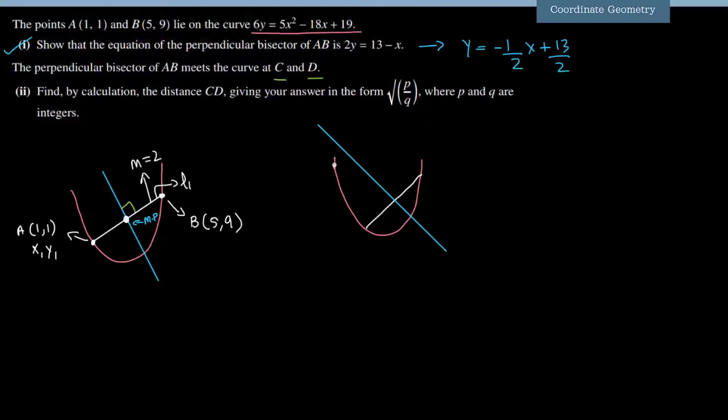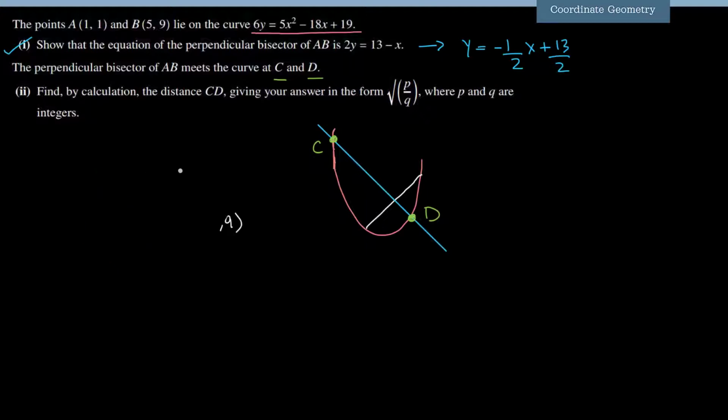And the perpendicular bisector and the curve are intersecting each other at 2 points, and the names of those 2 points are C and D. So I'll erase this previous sketch. Now I need to find the distance CD in the form of square root p upon q. Before finding the distance CD, I need to find the coordinates of C and the coordinates of D.